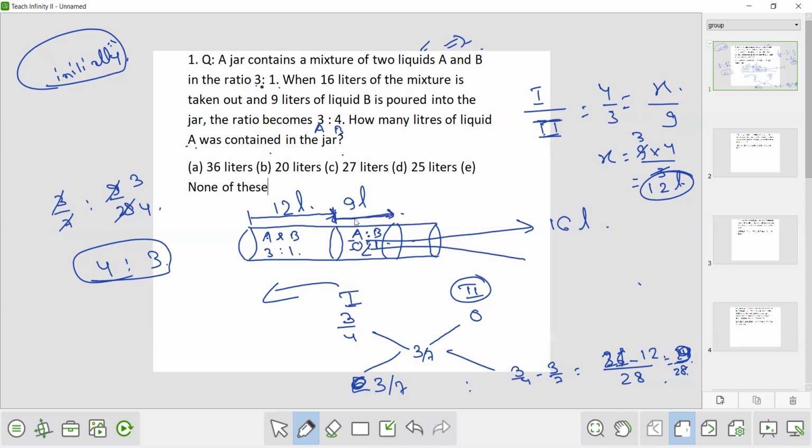So how many liter of liquid A was contained in the jar? The total quantity initially in the jar was how much? From here to here this is 12 liter, and from here to here this is 16 liter. So the total quantity initially in the jar was 12 plus 16, that is 28 liter.